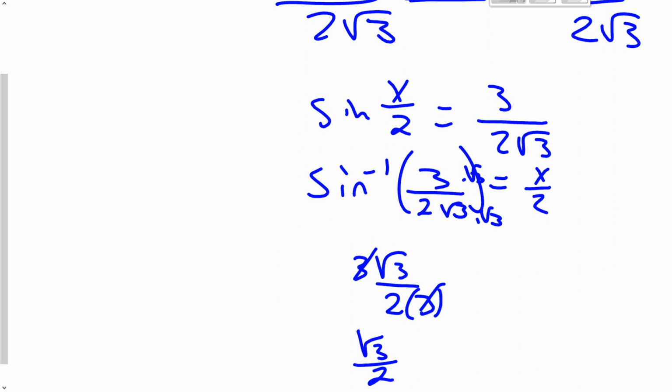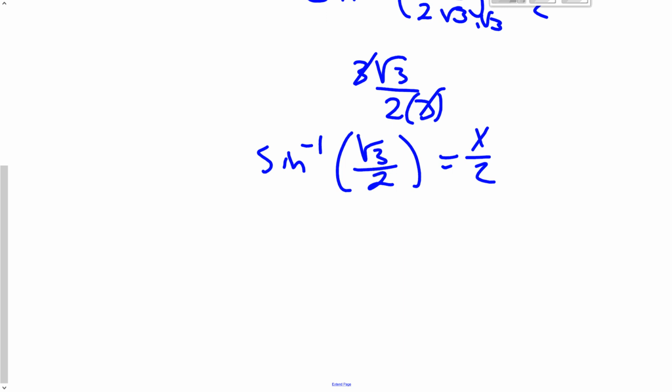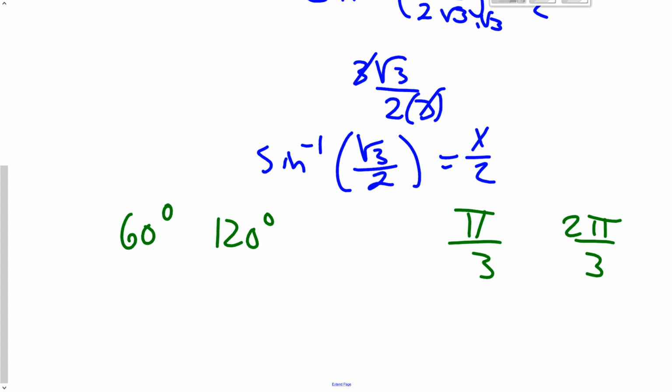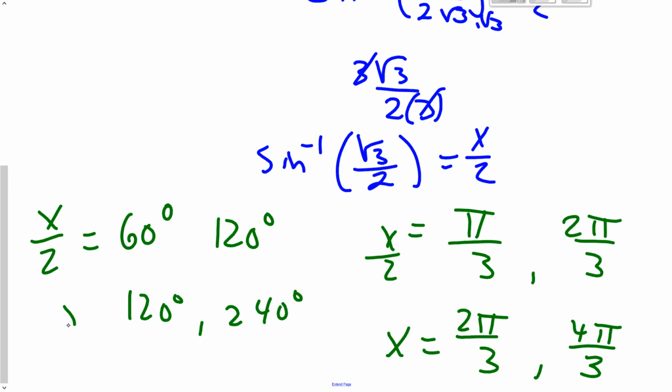Then we can ask ourselves, what angle gives us that answer? That would be a 60-degree angle, which is pi thirds, and also a 120-degree angle, which is 2 pi thirds. So x over 2 equals those. Then multiplying by 2, we get 120 and 240, and so we get 2 pi thirds and 4 pi thirds. So there's our answer there.